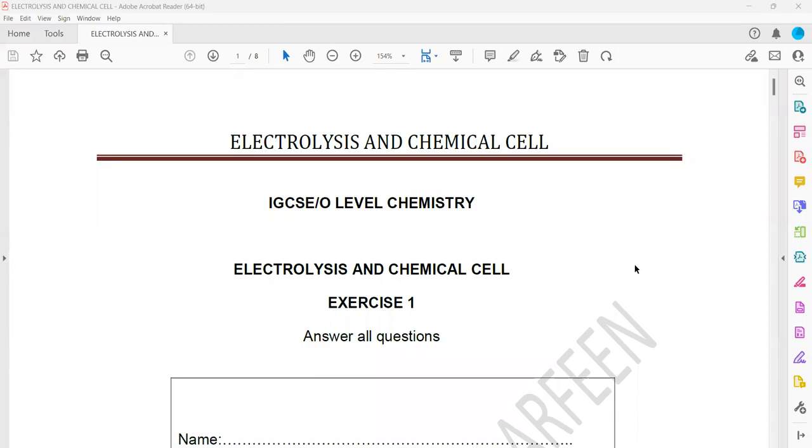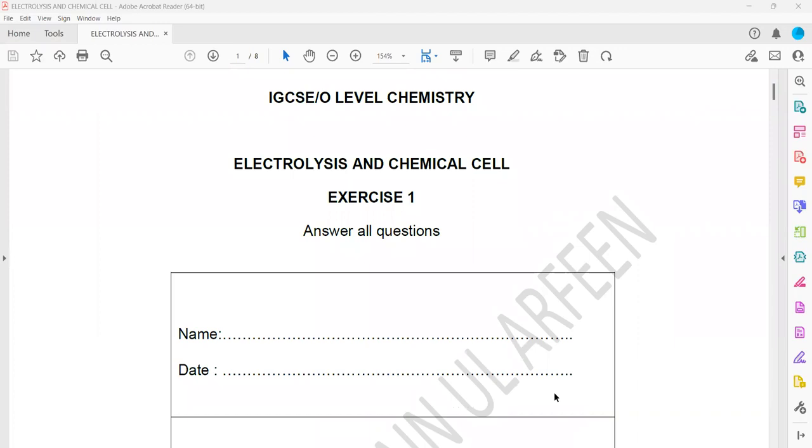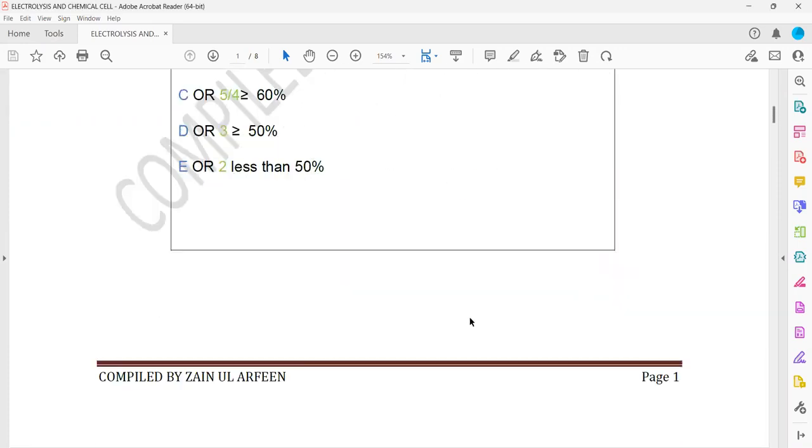So, electrolysis in chemical cells, exercise one. This exercise has multiple choice questions from the topic, and the doubts are questions two, six, seven, and 16. So first is question two.